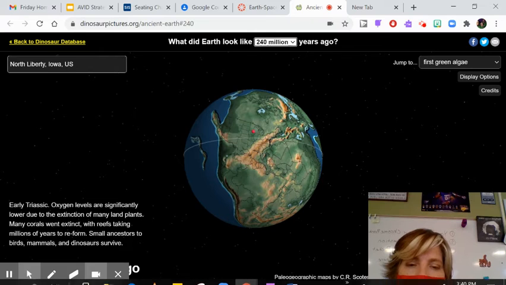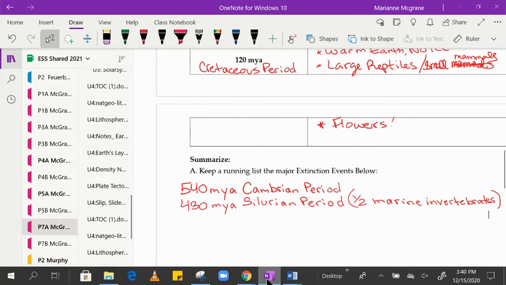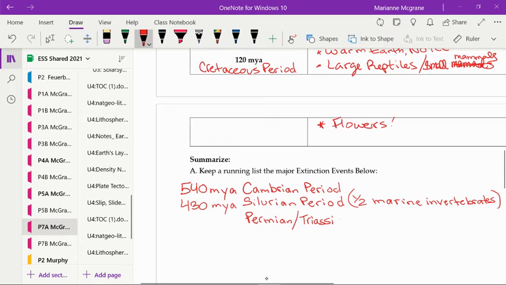So let's go ahead on our paper and put a Permian slash Triassic. And we're going to say that 90% of all species. And remember, it's all species. It's not just animals. It's animals and plants and corals. And this was from about 260 to about 240 million years ago.